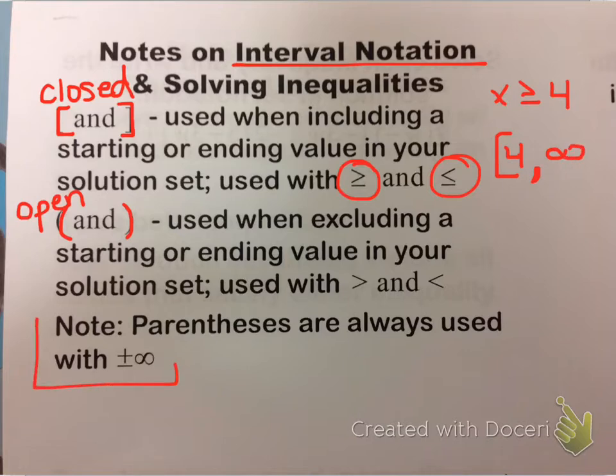And I want you to notice this note right down here. Remember that a square bracket means that you're hitting the number or you're including the number. Infinity is so big you're never going to get there, so you can't ever hit it, so therefore you can't ever include it. There's always parentheses when you have infinity or negative infinity.